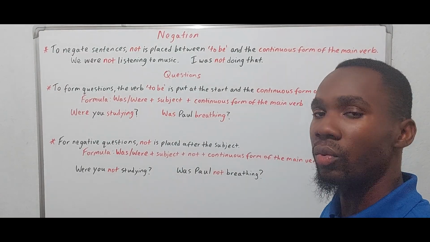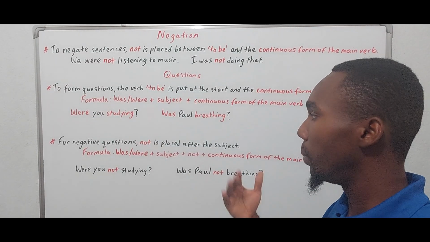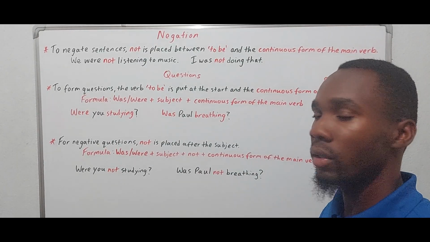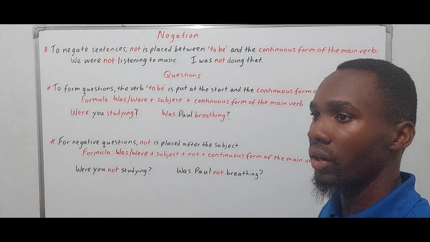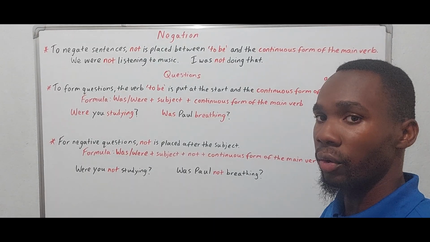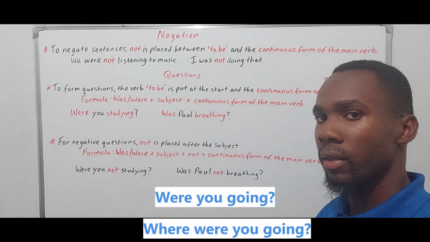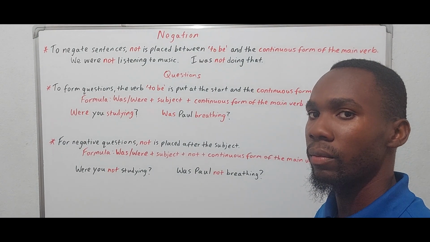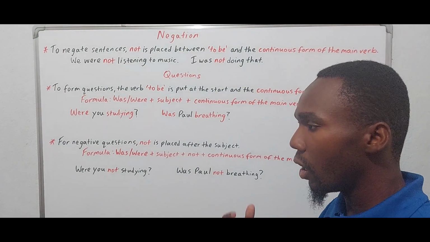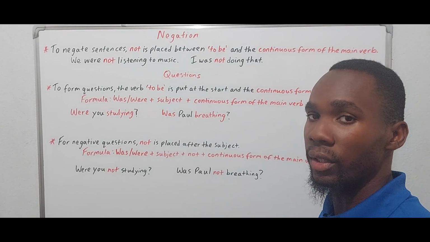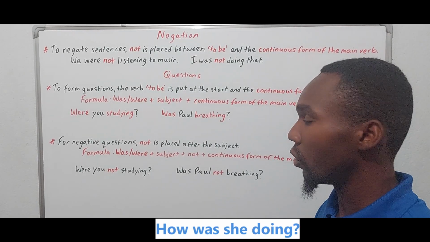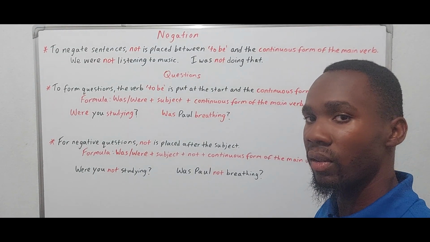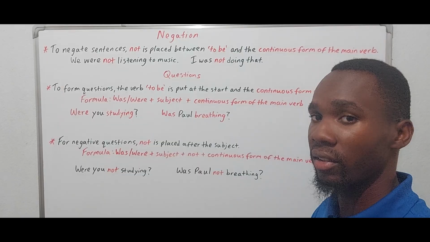Now, when it comes to other interrogative words, we simply put those at the start, right? How, when, where, etc. For example, where were you going? How was she doing? All right. So when it comes to using or forming questions with other interrogative words, we just put them at the start.